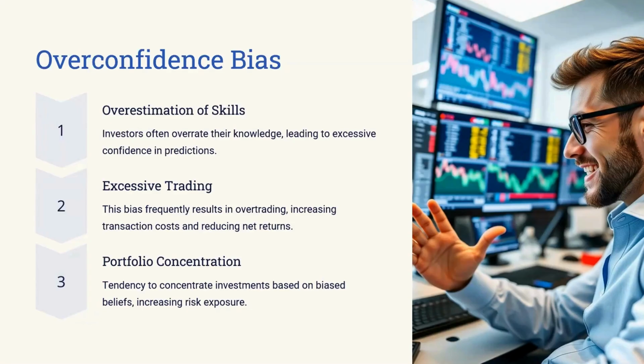For an application point of view, for example, an investor who had a few successful trades during a bull market begins to believe that they are a stock market genius. They even invest a large proportion of their savings into a single volatile technology stock, ignoring diversification principles. This is driven by overconfidence bias.